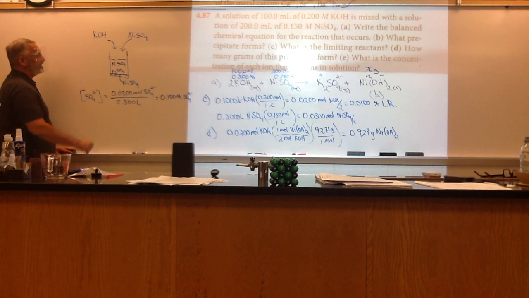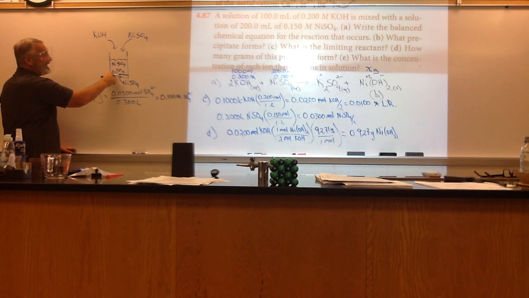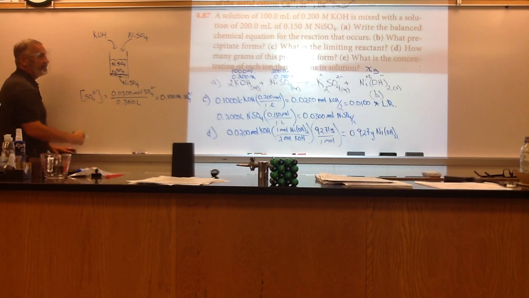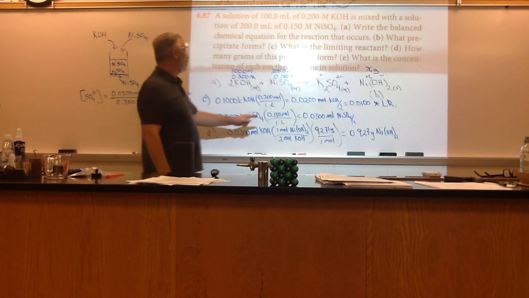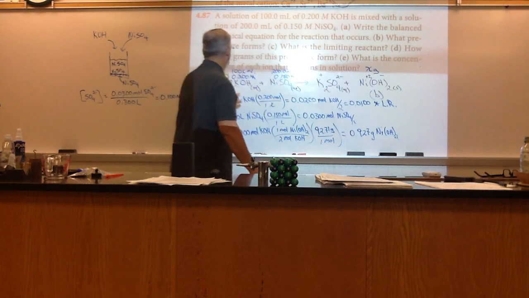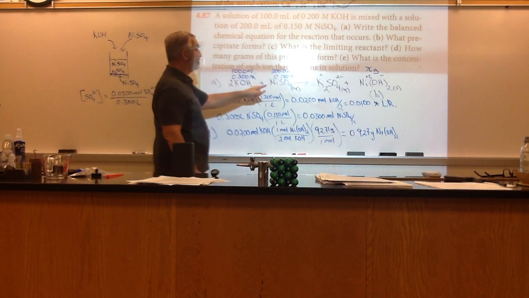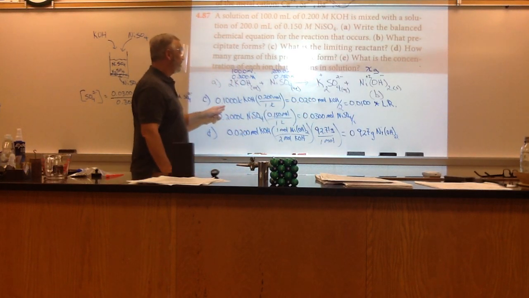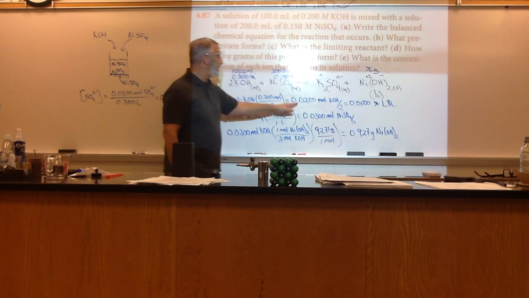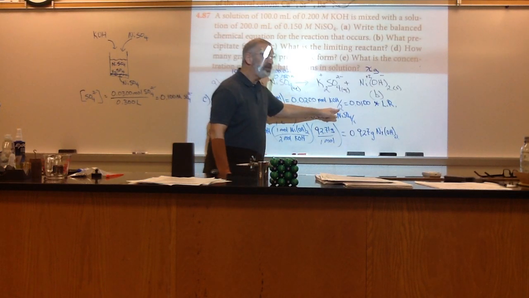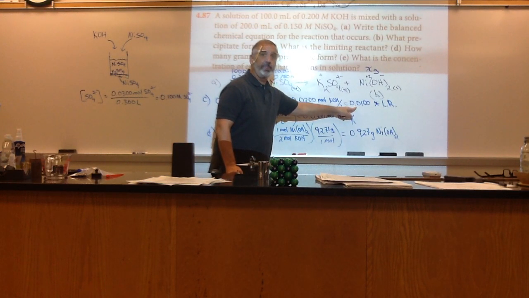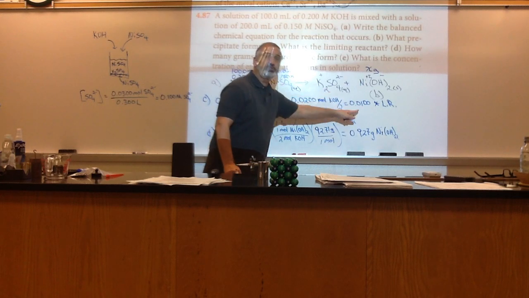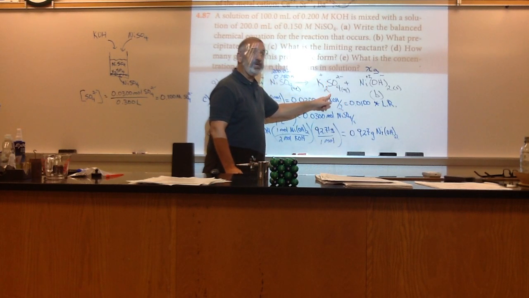Now, we also have potassium sulfate. So we need to know how many moles of potassium sulfate. Well, it's 2 makes 1, right? And we already figured out that the KOH is this. When you divide by 2, it comes out to this. So that's how many moles of this got made.